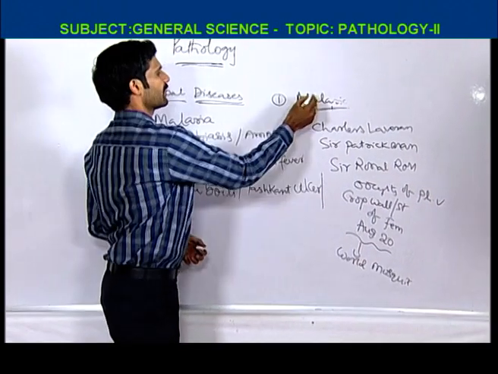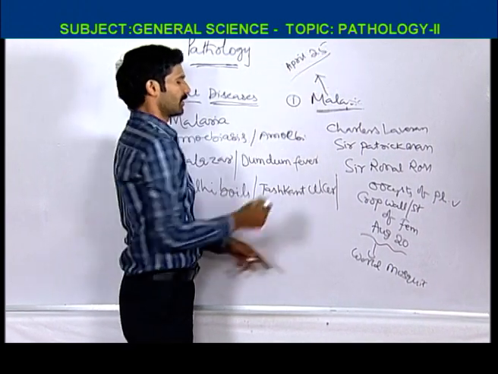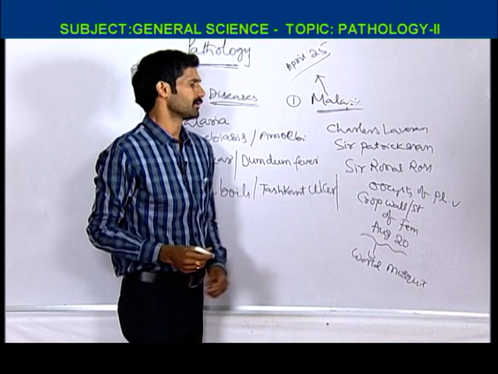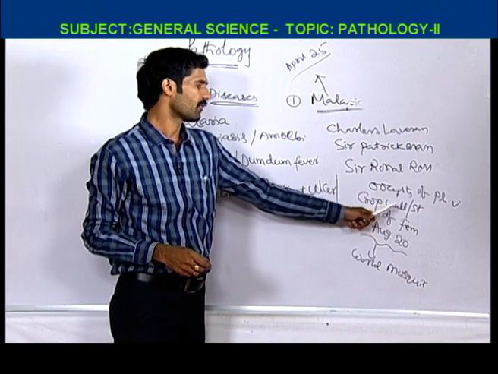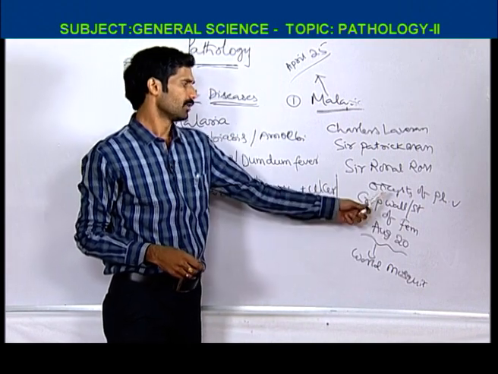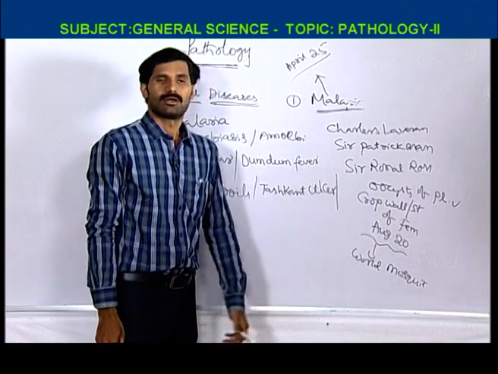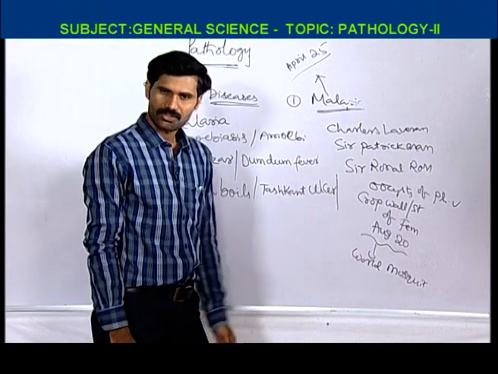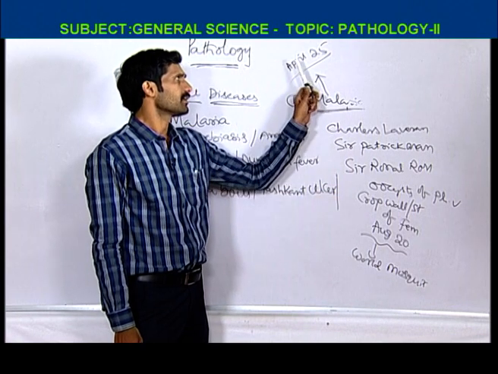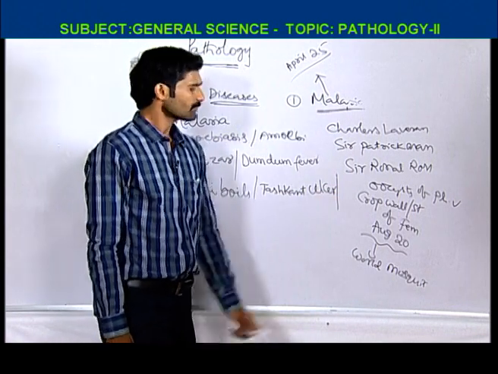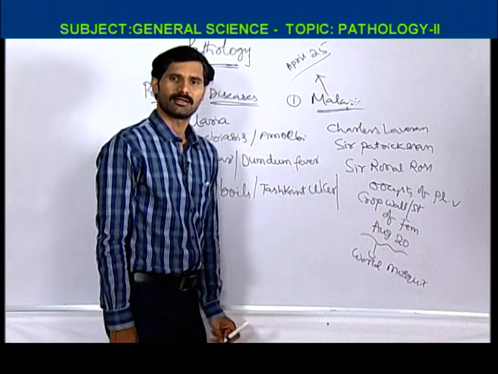Not Malaria Day. World Malaria Day is April 25. World Mosquito Day is August 20, because Ronald Ross discovered the oocyst of Plasmodium vivax in the stomach wall of the female Anopheles mosquito on August 20. Hence, every year August 20 is celebrated as World Mosquito Day, and World Malaria Day is April 25. For this discovery, he was awarded the Nobel Prize in 1902.